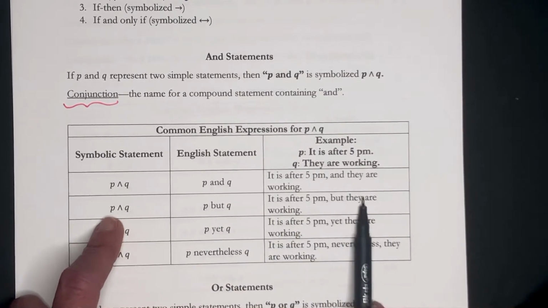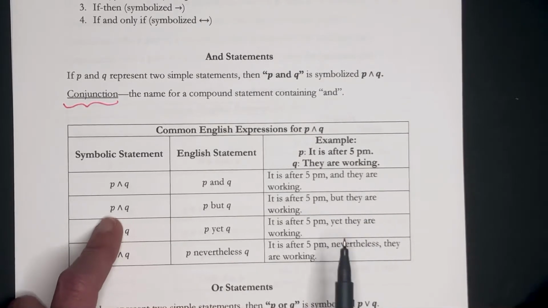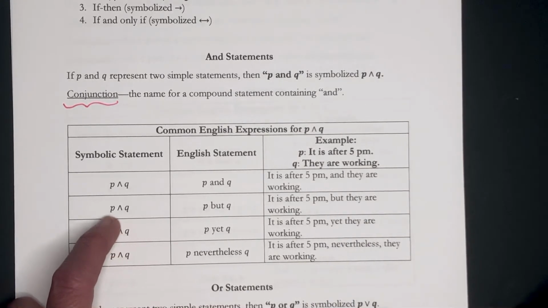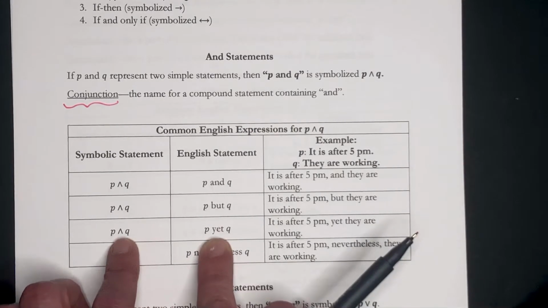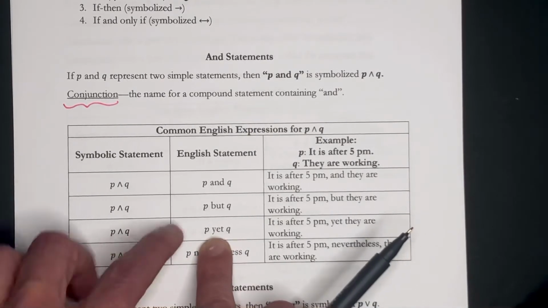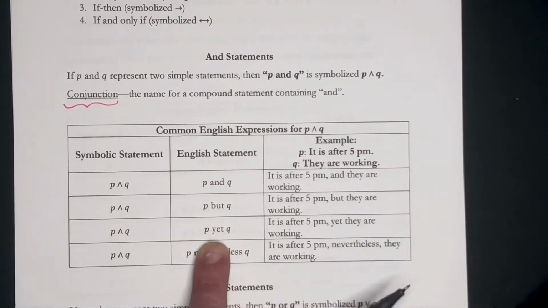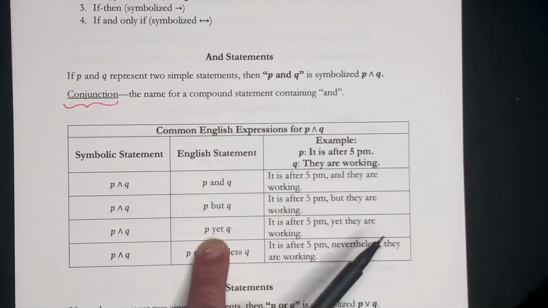It has the same truth value. It means the same thing. It's just a slightly different way of saying it. P yet Q, also very similar. But it's after 5 p.m., yet they are still working. Same idea being said, and they are equivalent truth values.